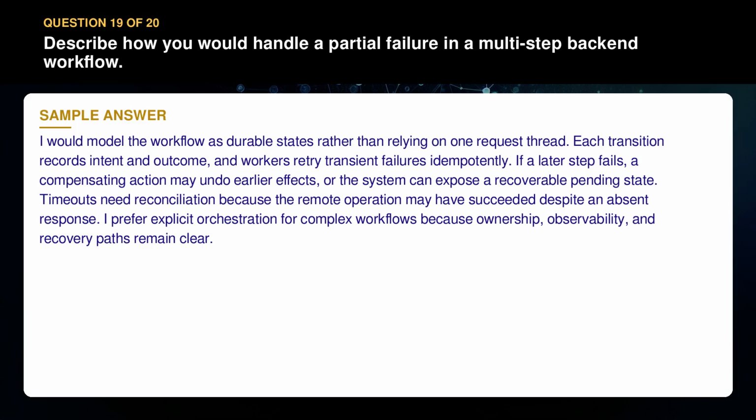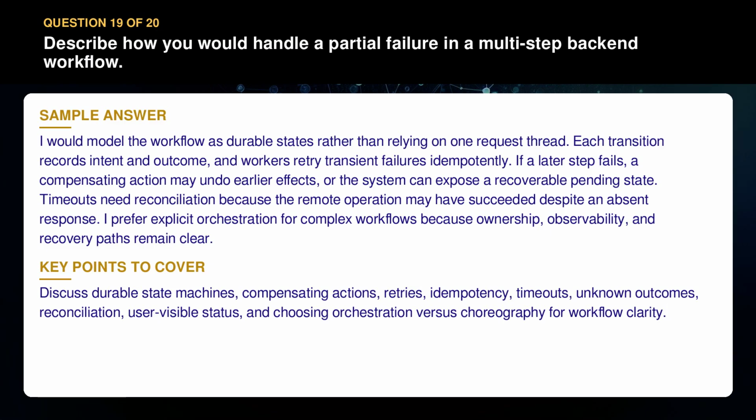I prefer explicit orchestration for complex workflows because ownership, observability, and recovery paths remain clear. Discuss durable state machines, compensating actions, retries, idempotency, timeouts, unknown outcomes, reconciliation, user visible status, and choosing orchestration versus choreography for workflow clarity.